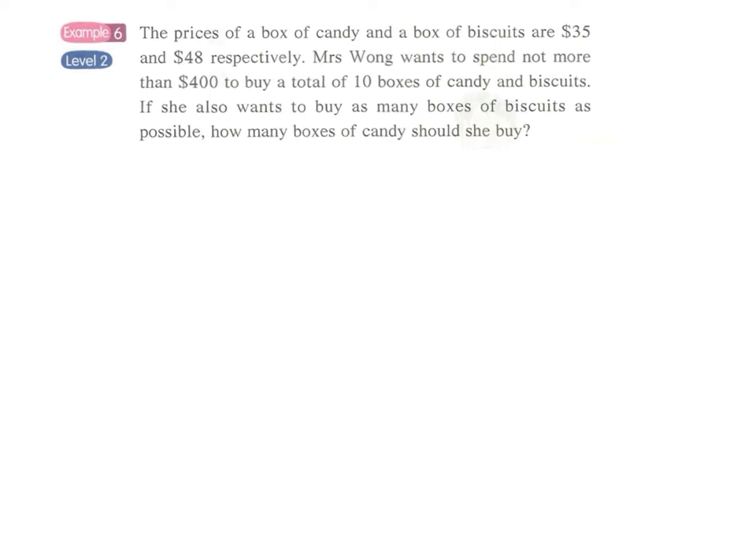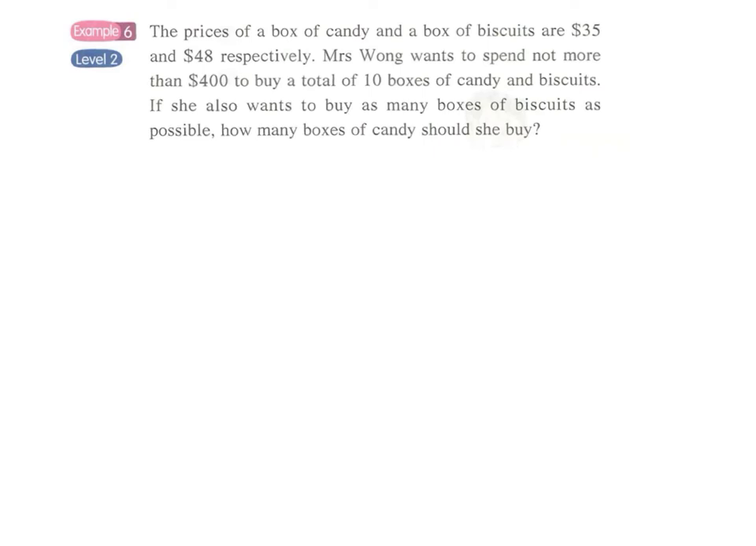And finally, example 6. And this problem is a little bit strange. The price of a box of candy and a box of biscuits are $35 and $40 respectively. And Mrs. Swan wants to spend not more than $400 to buy a total of 10 boxes of candy and biscuits. And she also wants to buy as many boxes of biscuits as possible. But the question asks us, how many boxes of candy should she buy? But she wants to buy as many boxes of biscuits as possible.